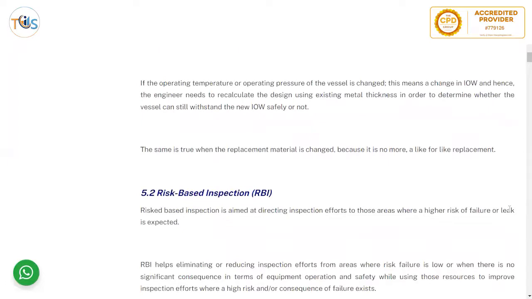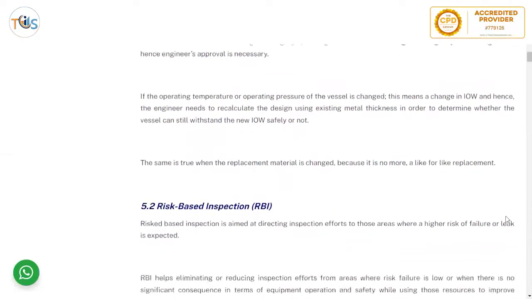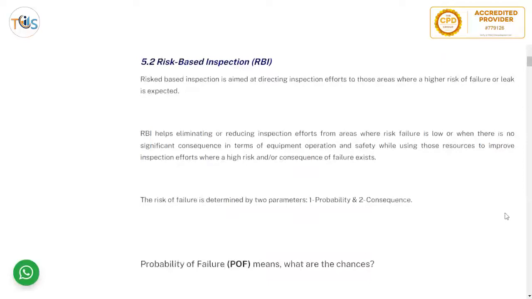If the operating temperature or operating pressure of the vessel is changed, this means a change in the IOW, and hence the engineer needs to recalculate the design using the existing metal thickness in order to determine whether the vessel can still withstand the new IOW safely or not. The same is true when the replacement material is changed, because it is no longer a like-for-like replacement. So it's not a simple repair.